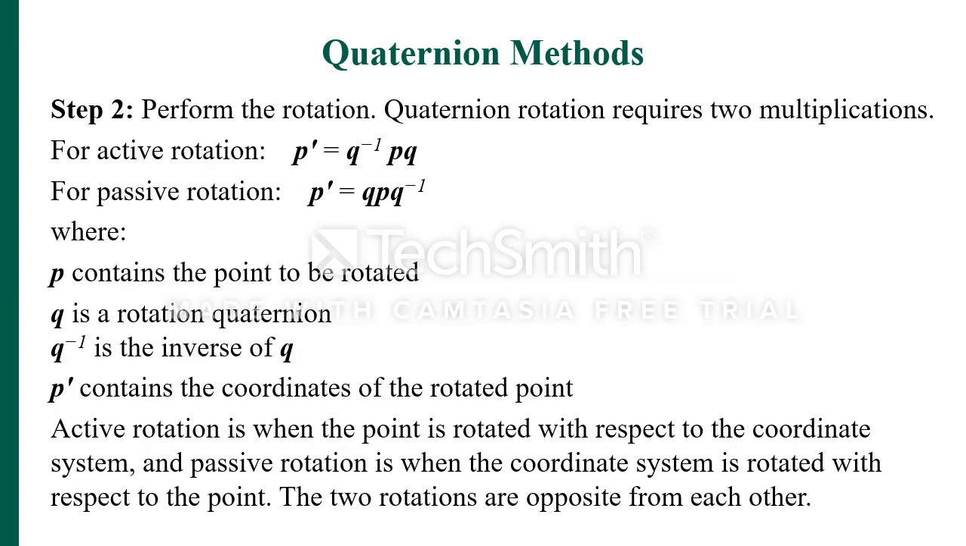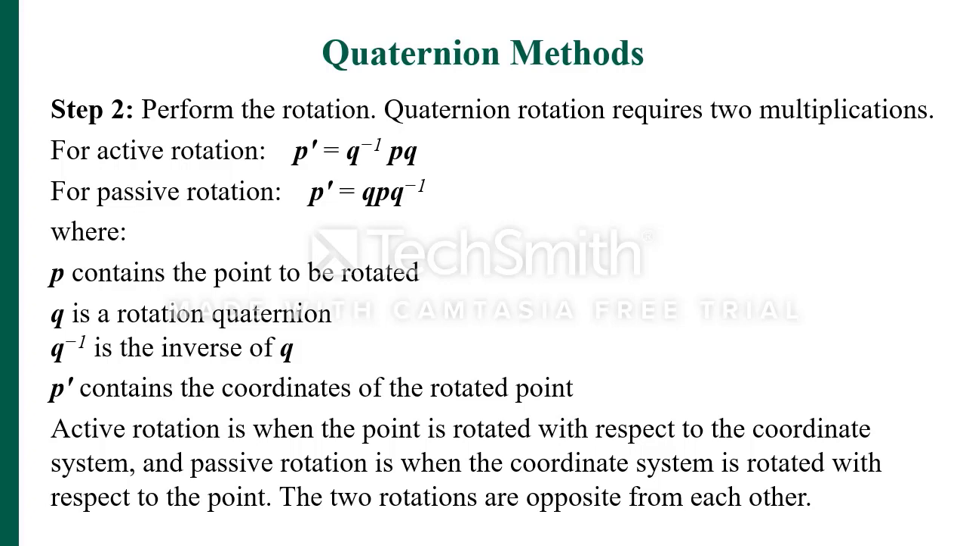Step 2, you perform the rotation. There are two possible rotations: one is an active rotation, another is a passive rotation, where p contains the point to be rotated and q is the rotation quaternion. After the rotation, we use the inverse of q, which is q dash, and p dash gives the coordinates of the rotated point.